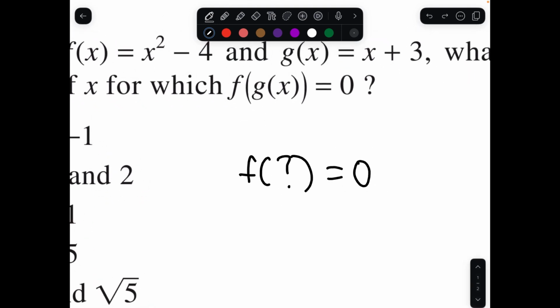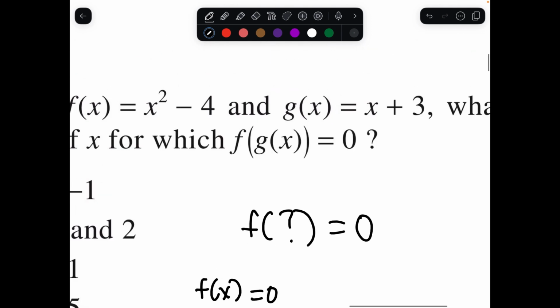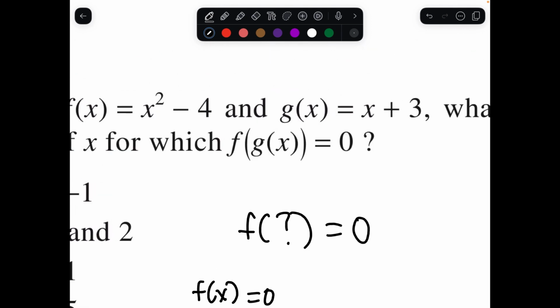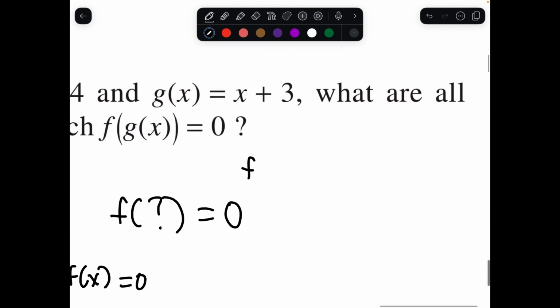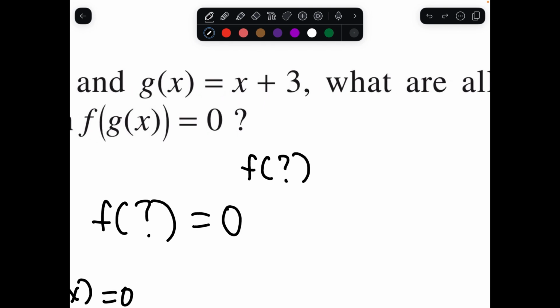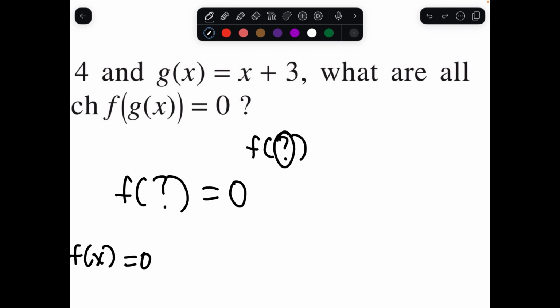So let's set f of x equal to 0, right? Because, again, if we were to just ignore g of x and if we made this a question mark, it would basically be asking us what do you have to plug in into f to get a value of 0, right?